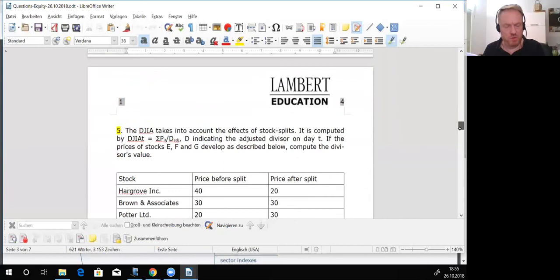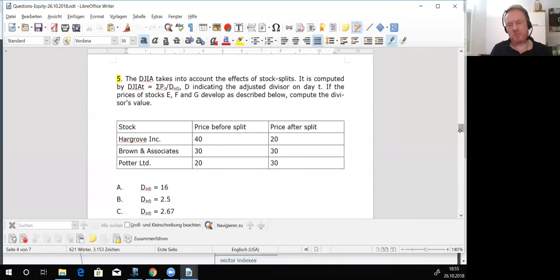Talking about the divisor. There are prices before the split and there are prices after the split. Prices before the split: 40, 30, and 20. And after the split: 20, 30, and 30. So there are splits, and we need to compute the value.